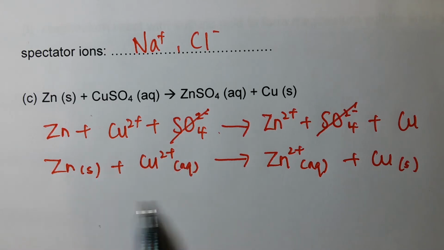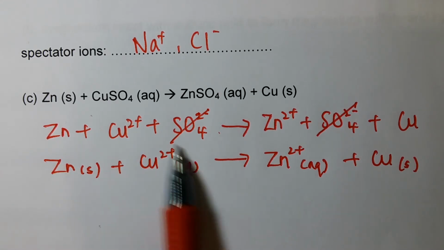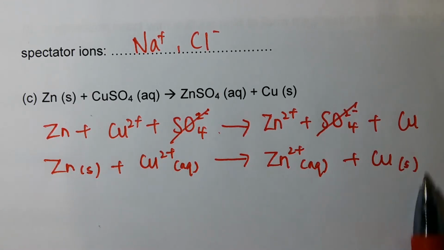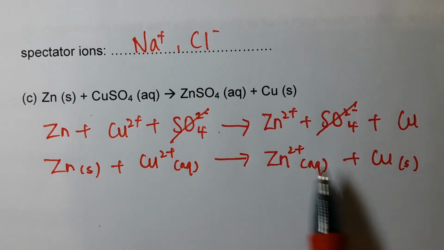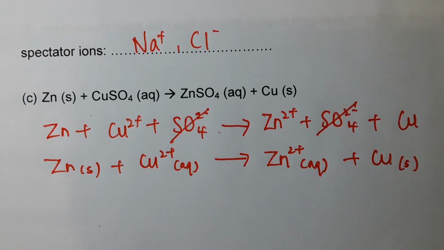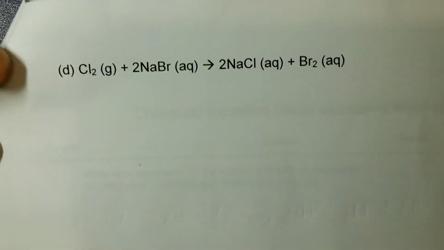The charges on the left hand side, 2 plus. The charges on the right hand side, 2 plus and 0, so it's 2 plus. So the charges on the left hand and the right hand side of the ionic equation must be balanced. Next question.